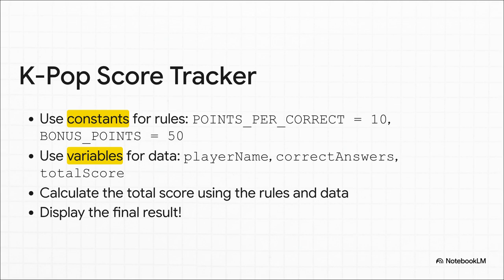Which parts are fixed? Well, the points for a correct answer and the bonus points. Those are going to be your constants. And what changes? The player's name, how many they get right, and their final score. Those are definitely your variables. You can already map out how the whole thing would work right now with just the ideas we've talked about.